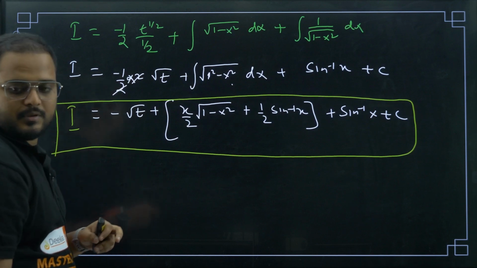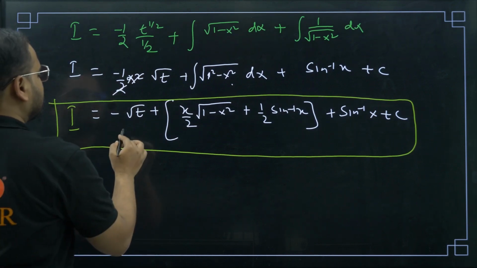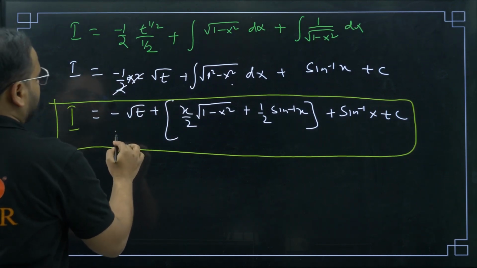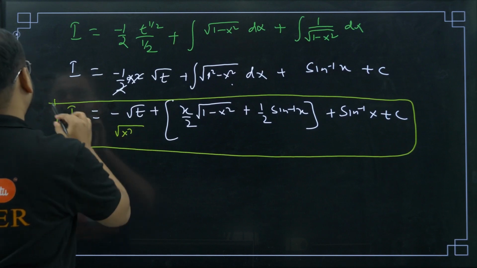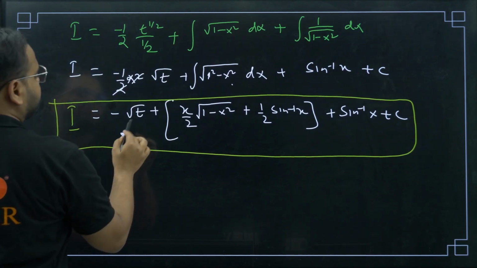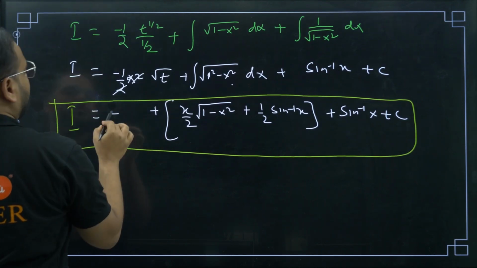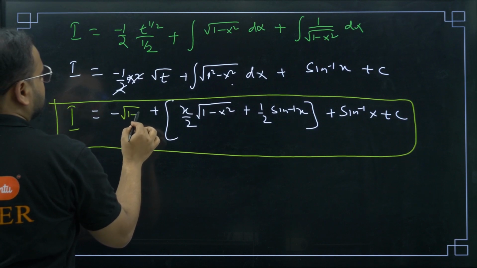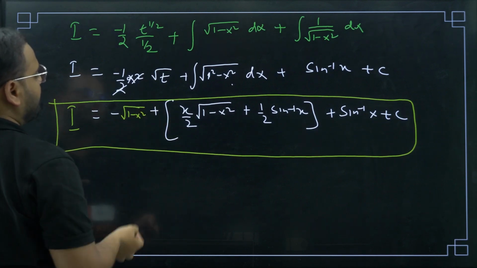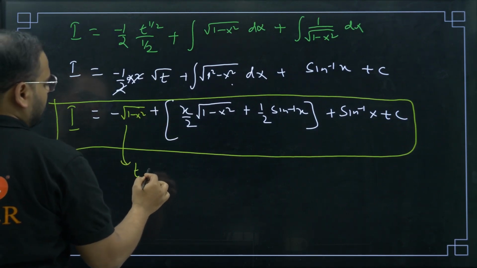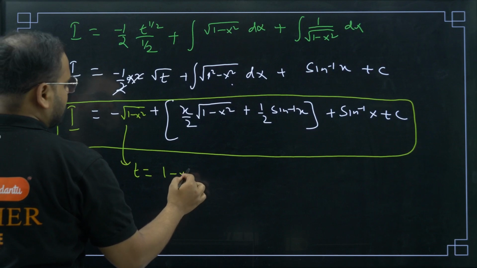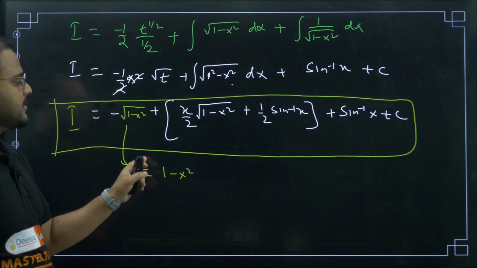Answer. Please check root t, right? So I can replace this as what? Root of 1 minus x square. Because t is nothing but what I have taken as 1 minus x square. So this root t will become root of 1 minus x square.